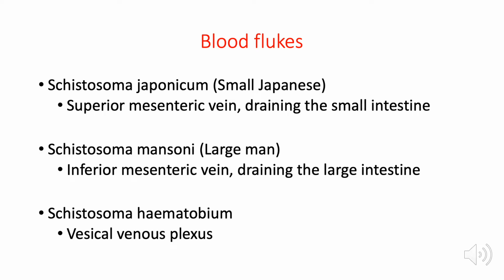Large intestine, mansoni. As I have mentioned a while ago, the adult stages of Schistosoma hematobium are found in the vesical venous plexuses. So, expect that the eggs of Schistosoma hematobium are released from the human body through the urine, while the ova or eggs of Schistosoma japonicum and Schistosoma mansoni can be found in the stool.